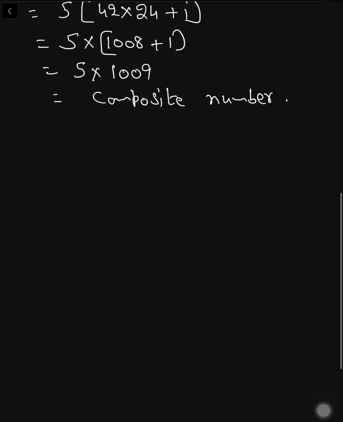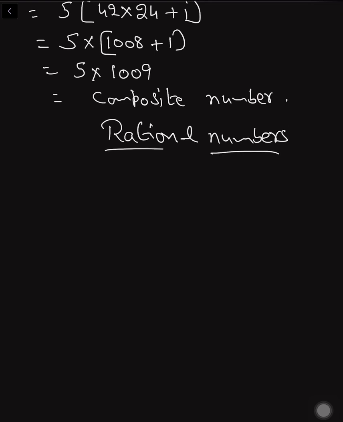Students, we will next enter the next topic in this chapter, rational numbers. Rational numbers are in the form of P by Q, where Q is not equal to 0. P, Q are integers.